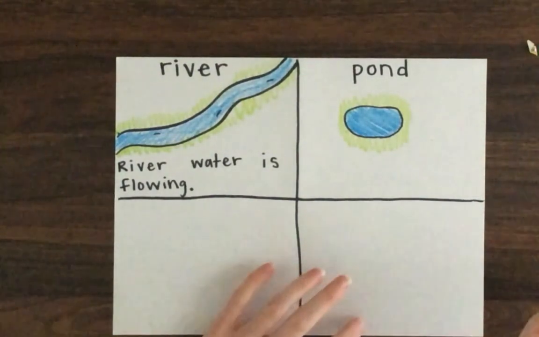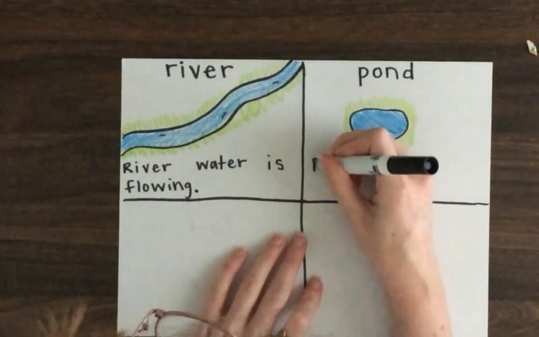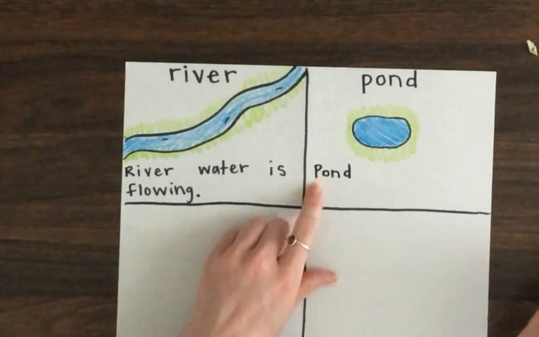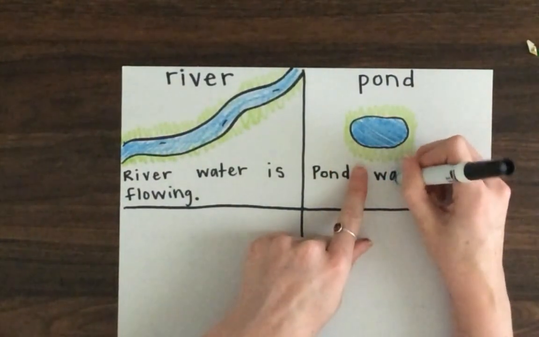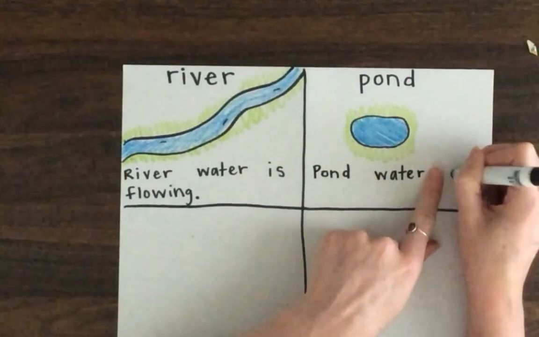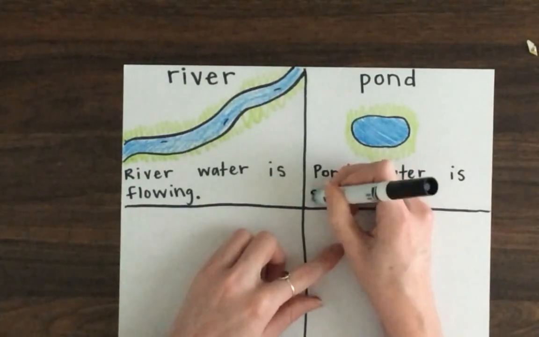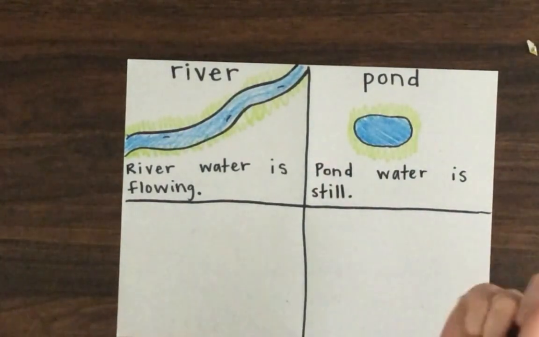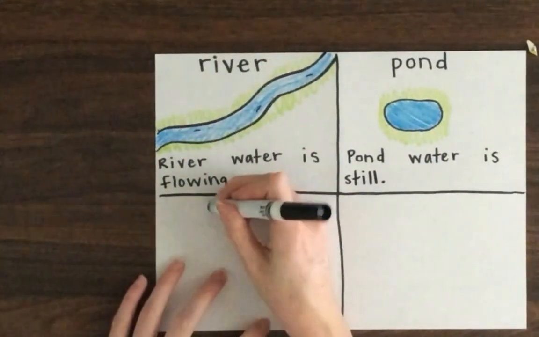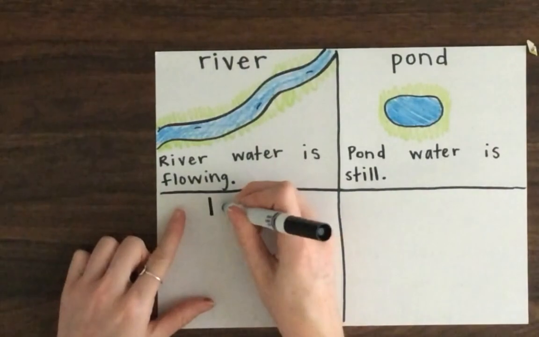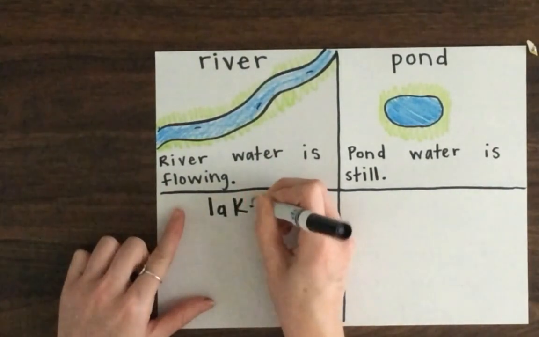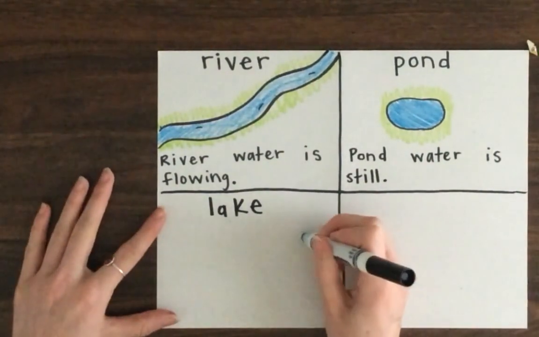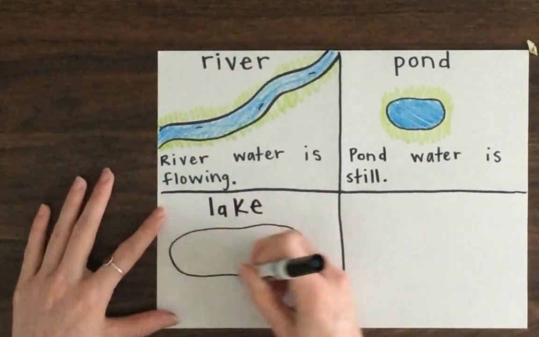I'm going to write pond, capital P for pond, water is still. Still means it's not moving, it's not flowing. All right, next we have our lake. So I'm coming to my next square to write the word lake. And lakes look similar to ponds, but I'm going to draw it much bigger.